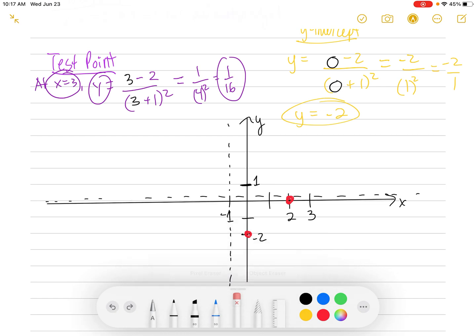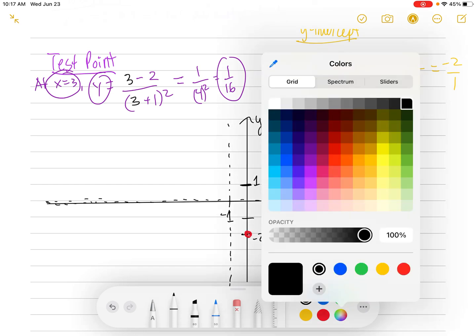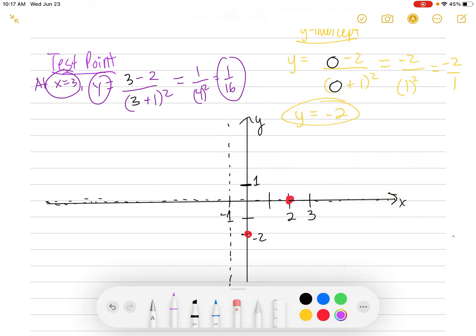This would be 1 here. I don't like my horizontal asymptote. Let me try to redraw it. It doesn't look too good. My horizontal asymptote is supposed to be the x-axis. Right? y equals 0 is the same thing as the x-axis. Okay, where is (3, 1/16)? (3, 1/16) is somewhere right here, right? It's just above the x-axis.